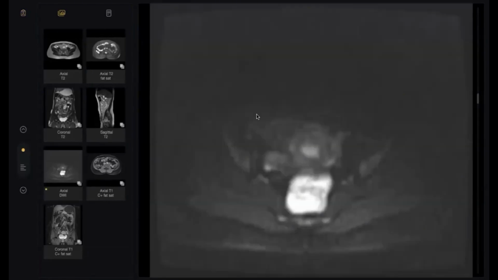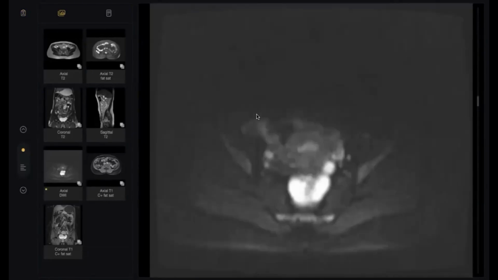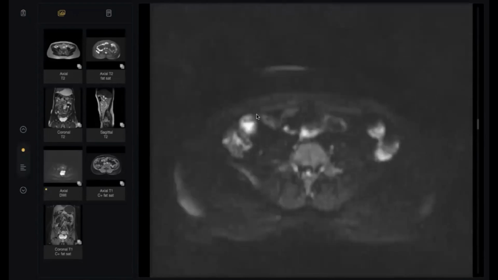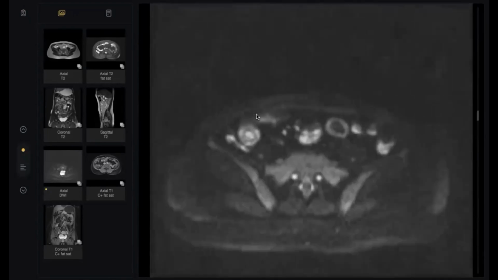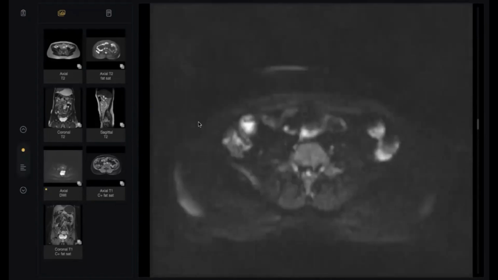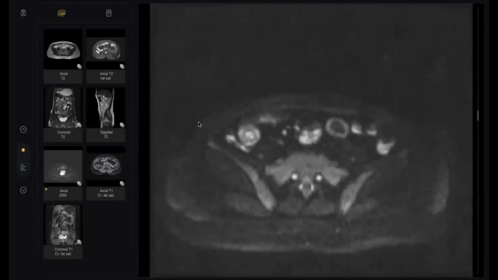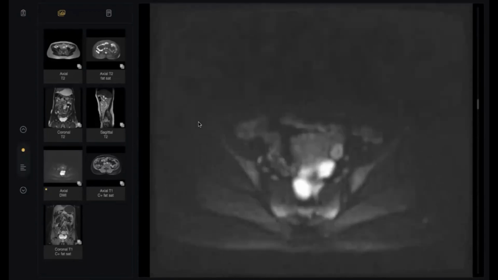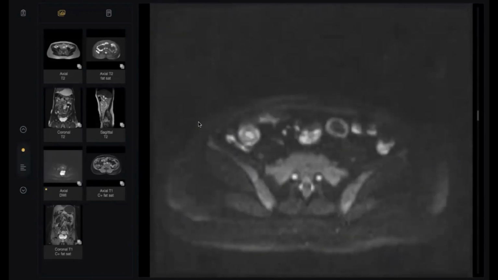Look here, doctor. What is this? This is diffusion weighted. These are the DW sequences in a patient with diarrhea.